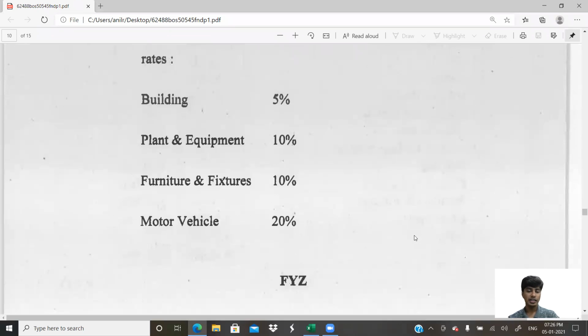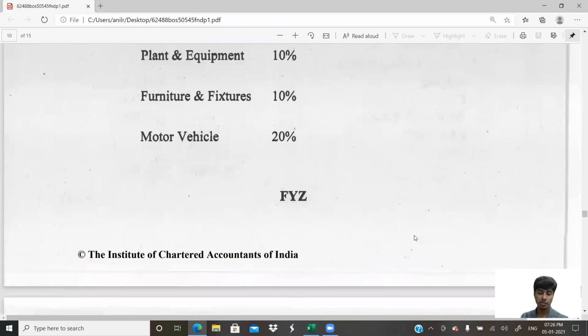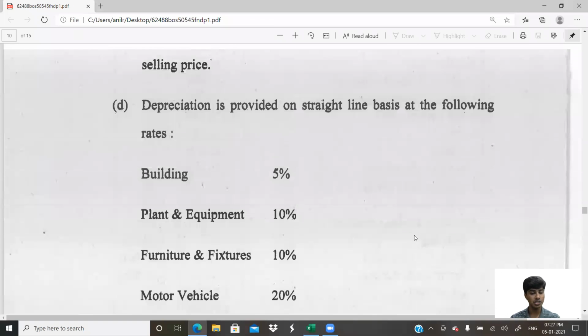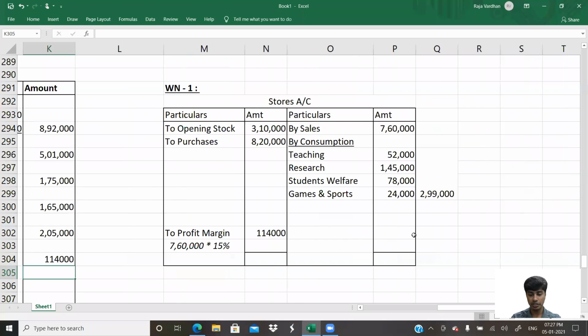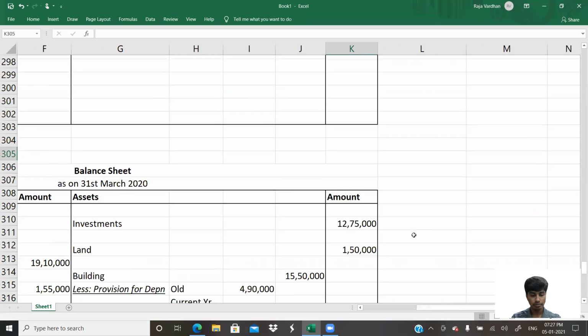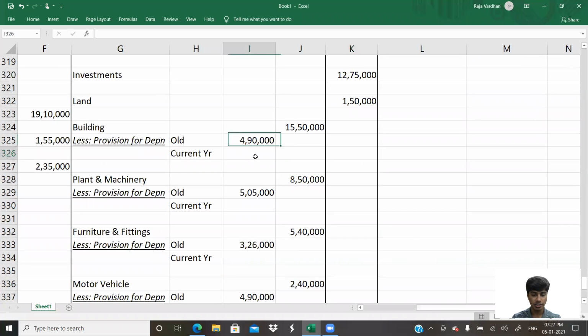Now we'll have D, depreciations: 5%, 10%, 10%, 20%. Once I'm done with depreciations, I'm done with this problem. So let's do this. Depreciation on building is 5%. Current year depreciation is this multiplied by 5%, which is 77,500. You get that? Okay, let us go for the next one.